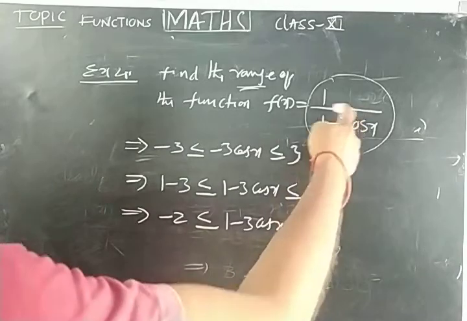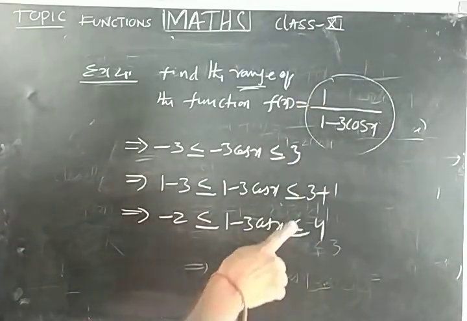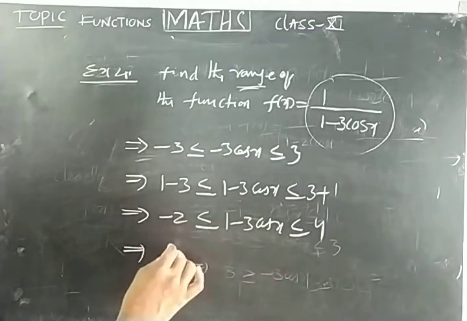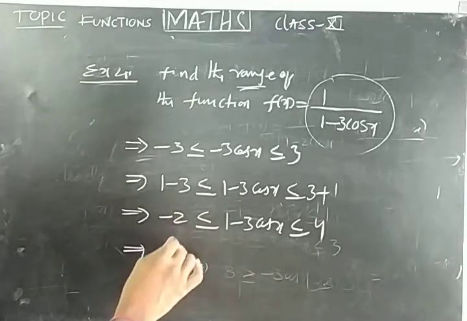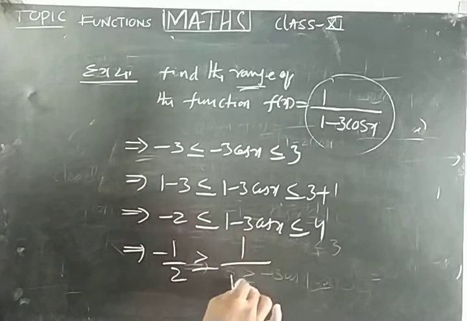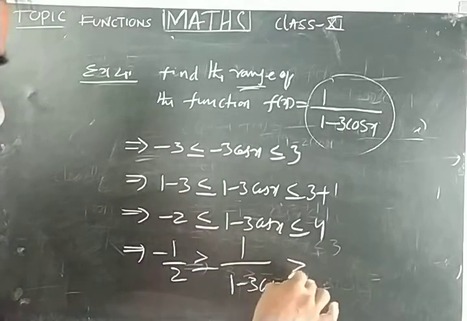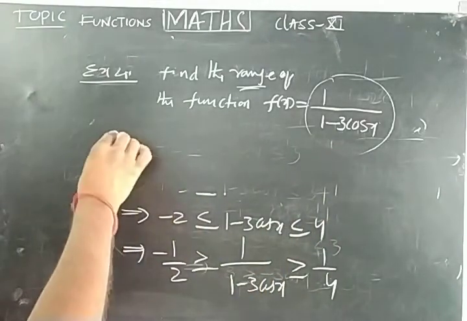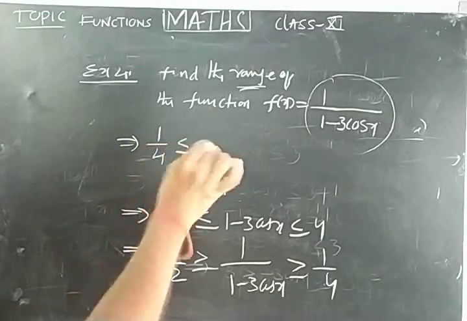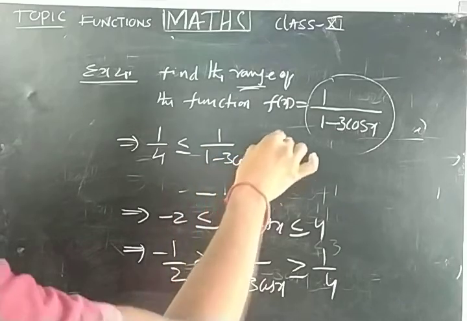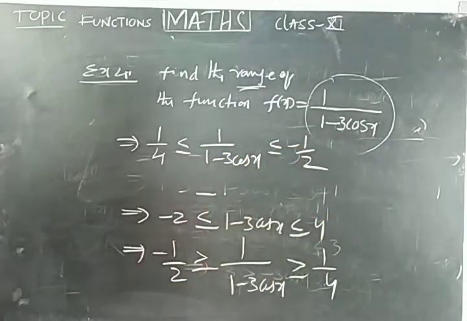Right? Now this function is in the denominator. So I need this function in the denominator. When you are changing into the denominator, less than becomes greater than. So these values also you have to take as reciprocal. Minus 1 by 2 greater than or equal to 1 by 1 minus 3 cos x greater than or equal to 1 by 4. So how can we express this? We can express this as 1 by 4 less than or equal to 1 by 1 minus 3 cos x less than or equal to minus 1 by 2. Right?